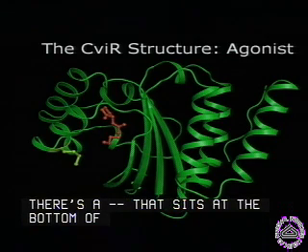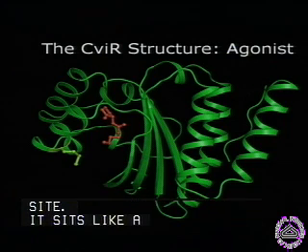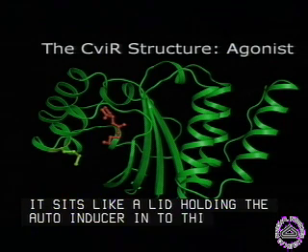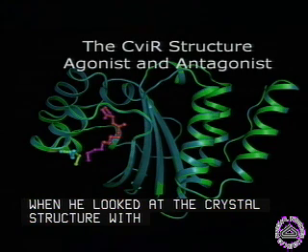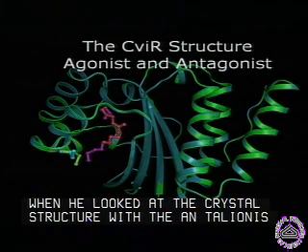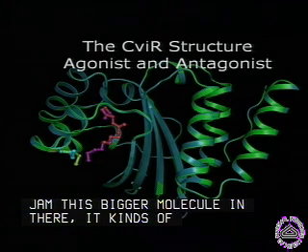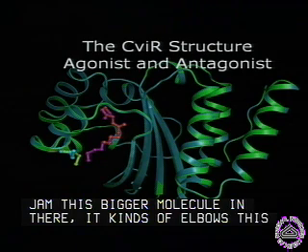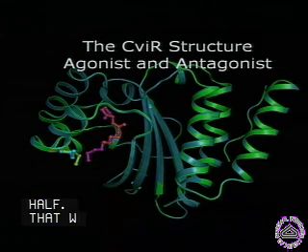So this methionine sits like a lid holding the autoinducer into this ligand binding site. And when he looked at the crystal structure with the antagonist bound, what he noticed is when you sort of jam this bigger molecule in there, it kind of elbows this methionine out. So this methionine, now you have to look at the blue one, changes by 1.5 angstroms. And that was the only obvious difference that we could see in the protein.